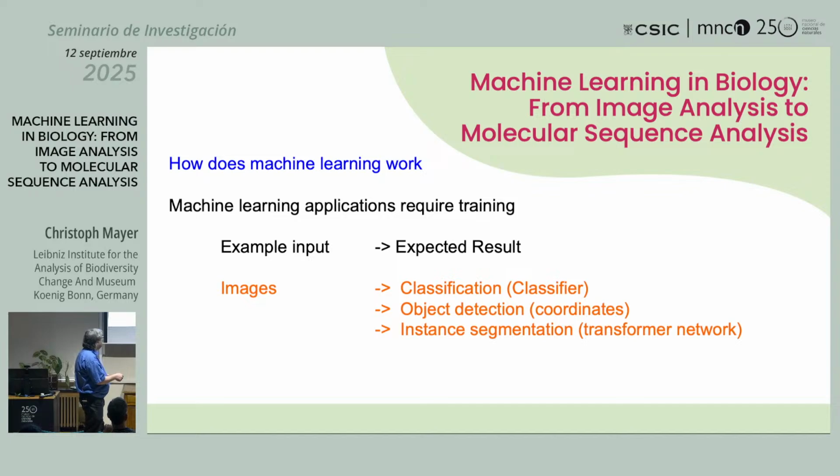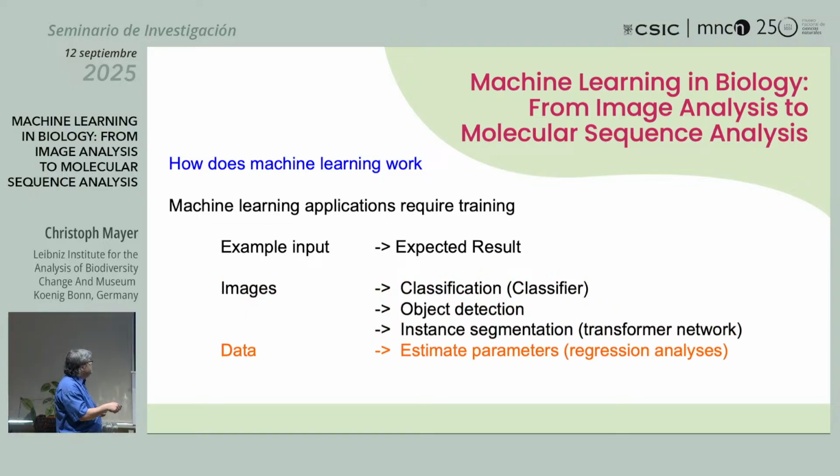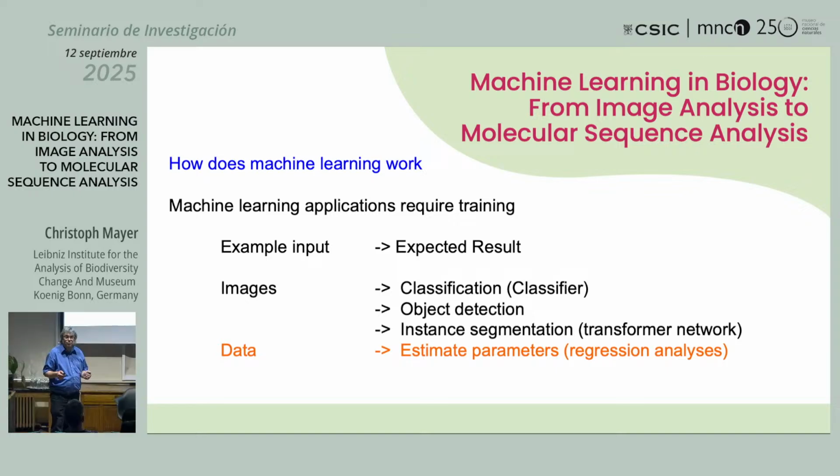We can have object detection. Basically, it learns how to find the coordinates automatically. Or instance segmentation. Basically, for each pixel in the image, it tells us, is this background, foreground, or different parts of the image. We can have any kind of data and estimate some parameters. For example, you can use it to estimate house prices. You can do all kinds of things with that.